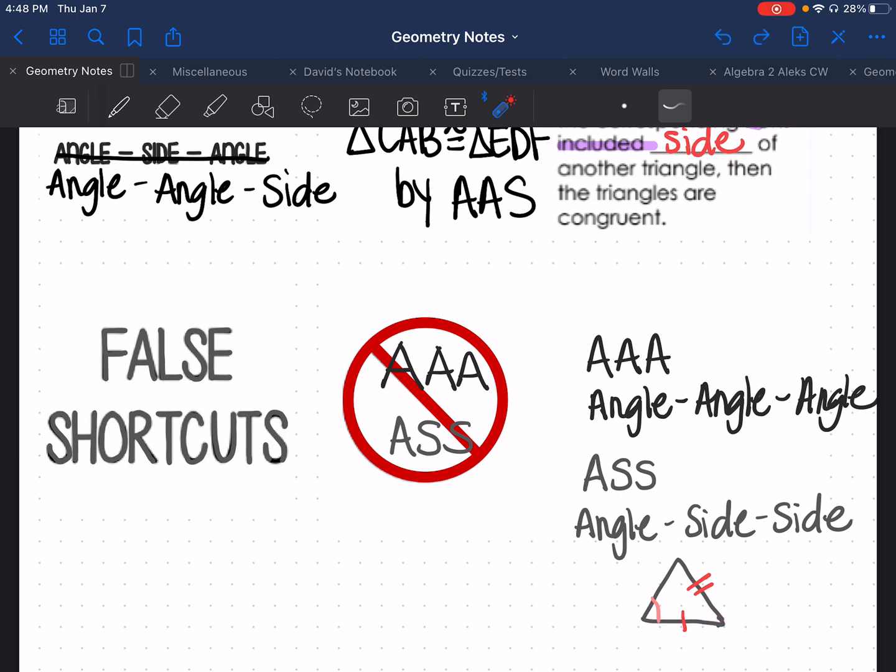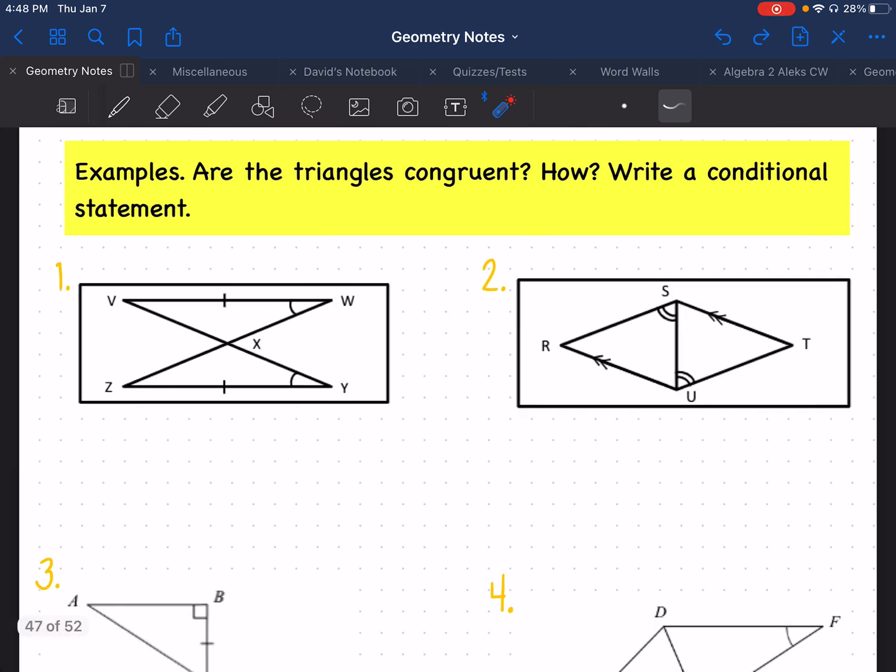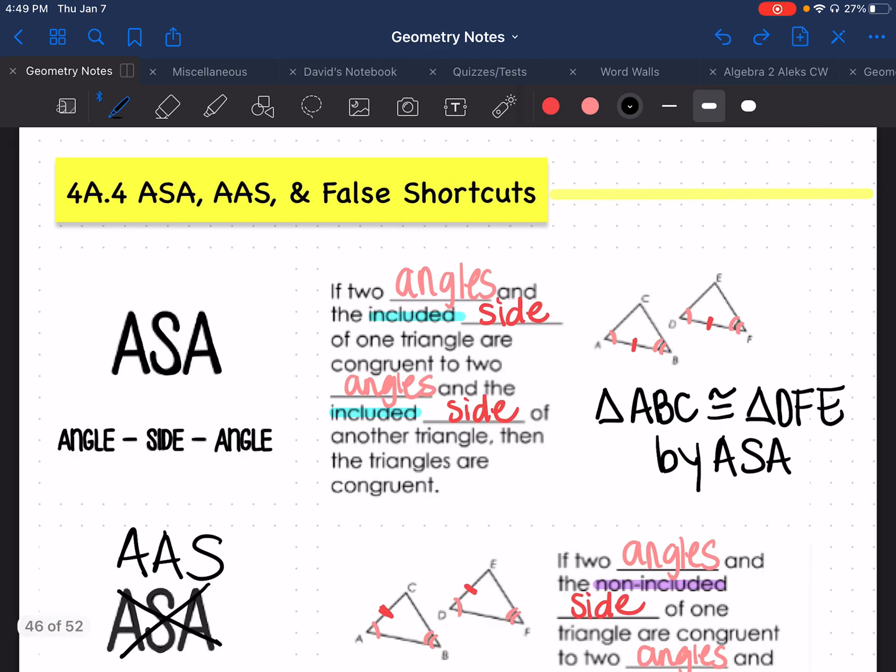Included does. All right, let's go ahead and take a look at some examples. So just like last time, we're going to see where you can tell me if the triangles are congruent. How are they congruent? Today we're going to be using angle, side, angle, and angle, angle, side, and then to write a conditional statement. Once again, it's very important that you go ahead and grab a piece of paper and draw the pictures and mark them. It's so much easier to see angle, side, angle if it's marked. It's so much easier to see angle, side, angle if you have the paper marked.